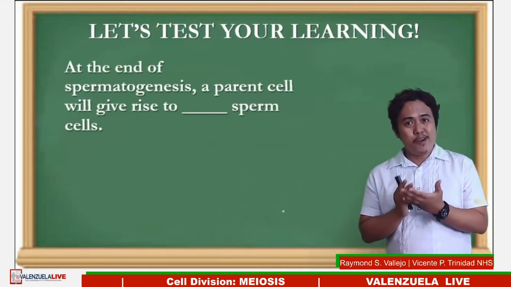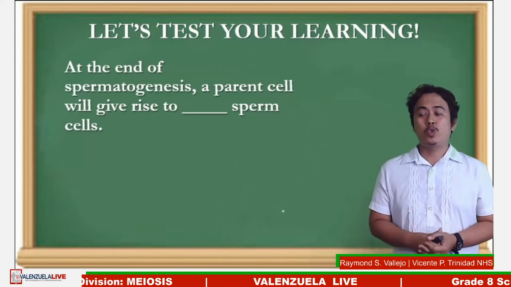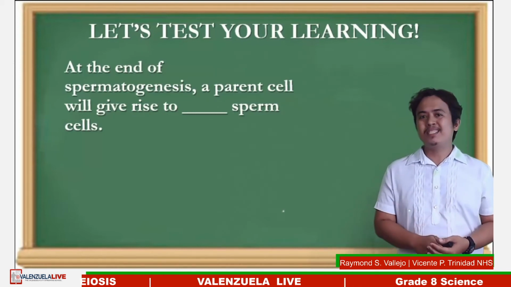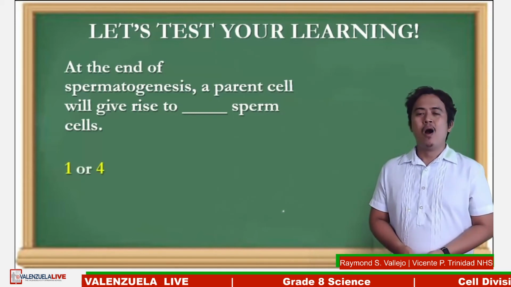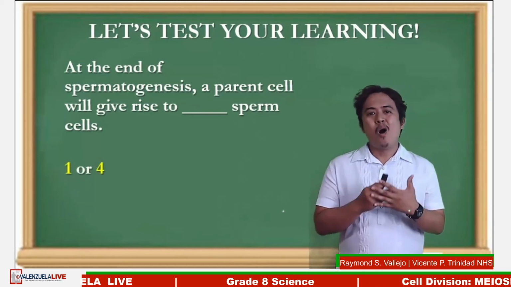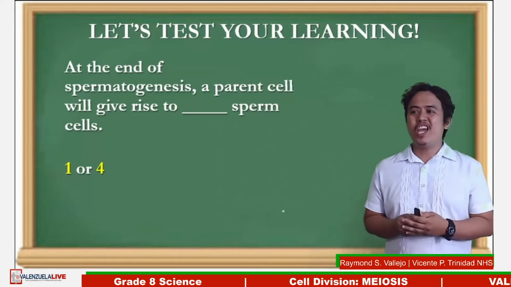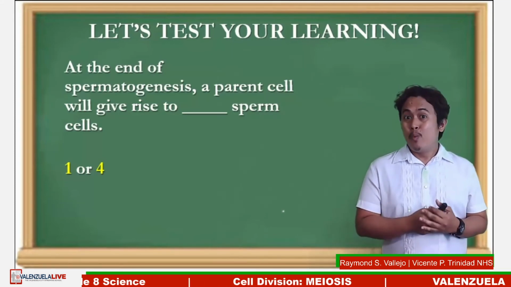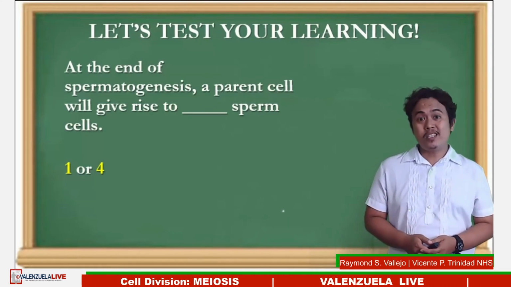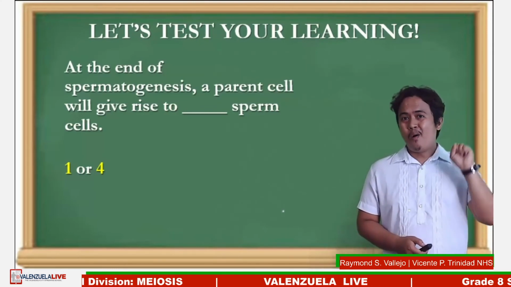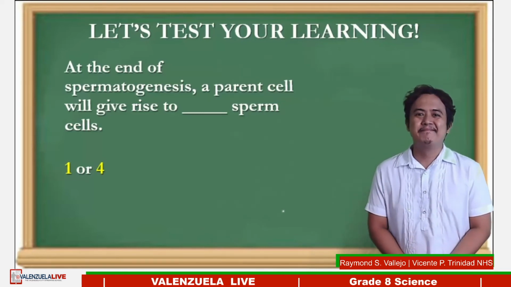At the end of spermatogenesis, a parent cell will give rise to blank sperm cells. The choices are 1 or 4. Again, at the end of spermatogenesis, a parent cell will give rise to blank sperm cells. The choices are 1 or 4. Write your answer in the comment section.